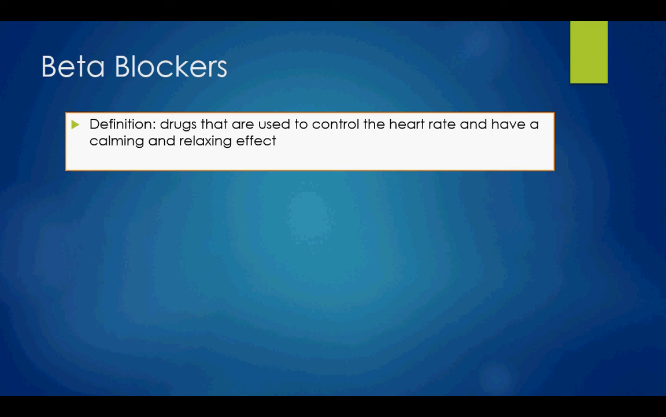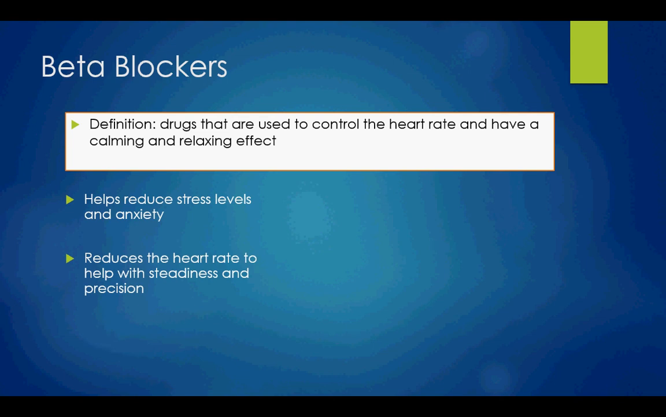Okay, on to the next drug. This drug is called a beta blocker. Now, beta blockers are drugs commonly prescribed for people with heart problems, as they maintain a low heart rate and lower blood pressure. As a result, stress levels and anxiety are reduced. Now, beta blockers are very useful in target sports where steadiness and precision are required, because they reduce the heart rate. So some of the advantages of taking these things are up on the screen now.